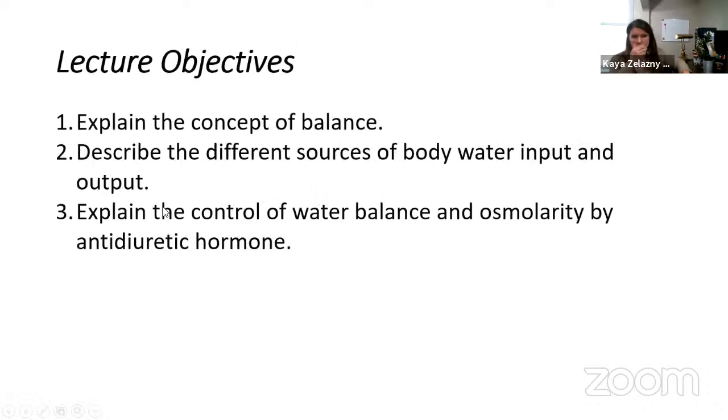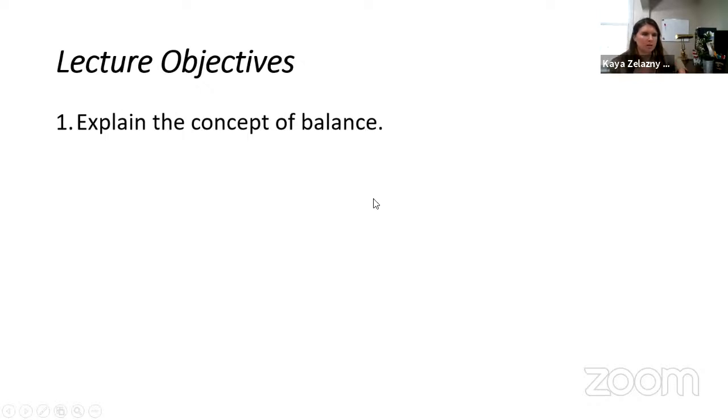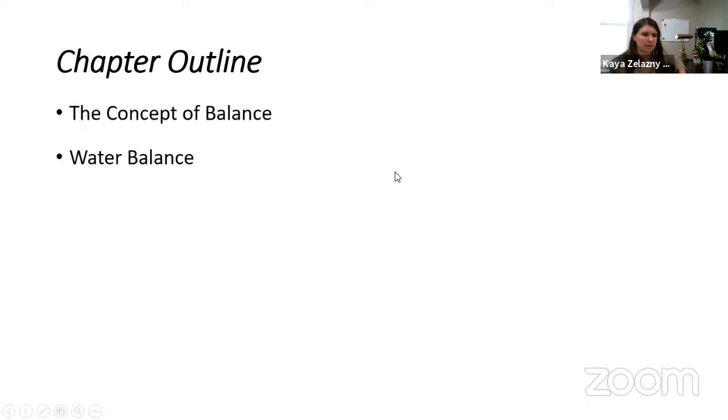So here are our objectives. We want to understand the concept of balance. We want to understand body water input and output. And we want to understand how water balance and osmolarity, so like solute concentrations and pull on water, are controlled by antidiuretic hormone, ADH, or vasopressin. So we're going to start with this idea of balance.